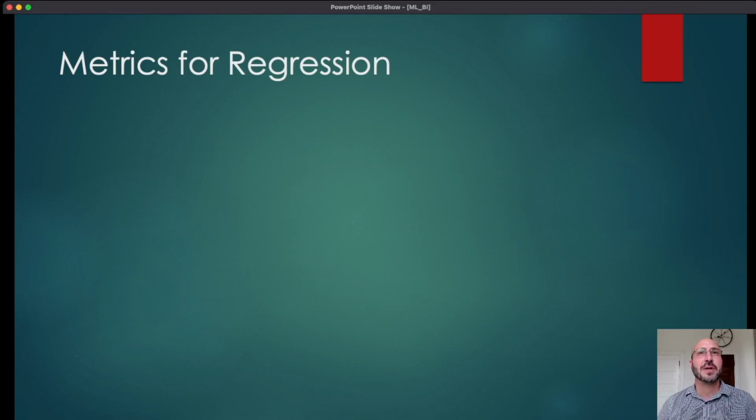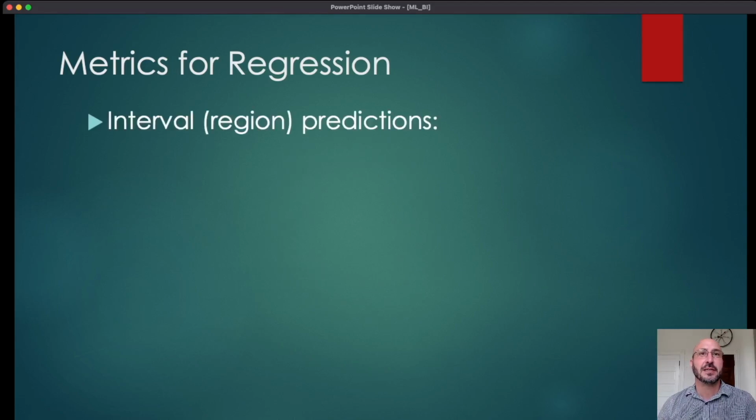Next, let's talk about what metrics you would use for regression if you had an interval or a region prediction.